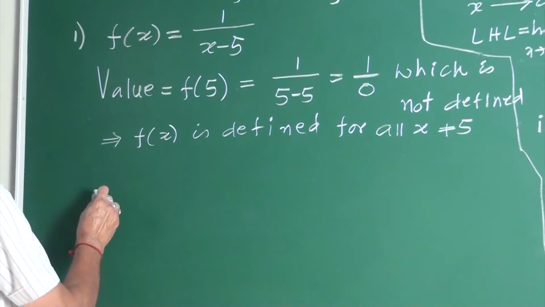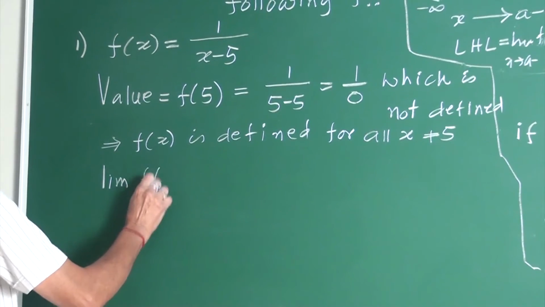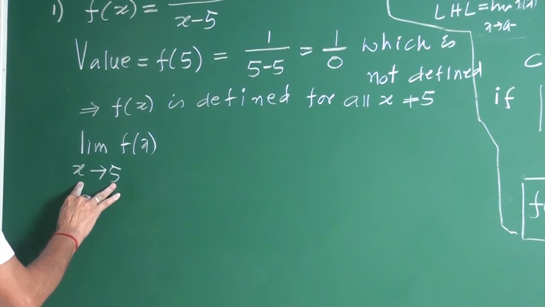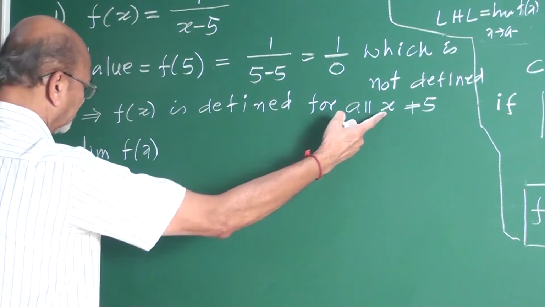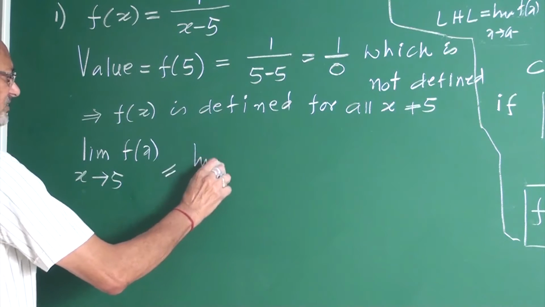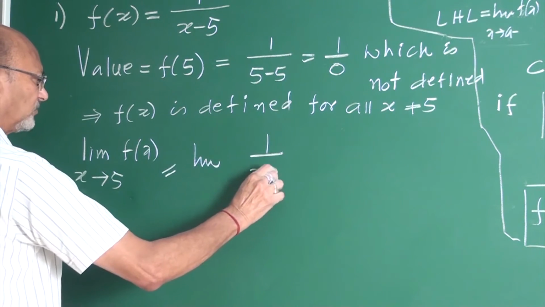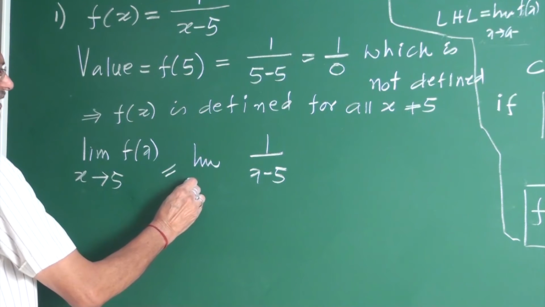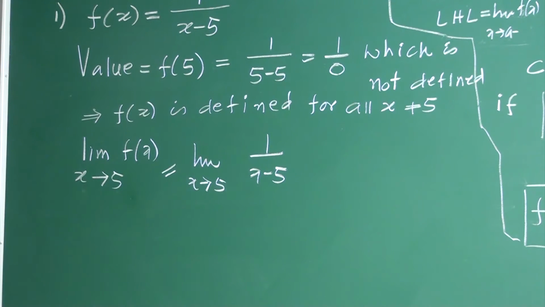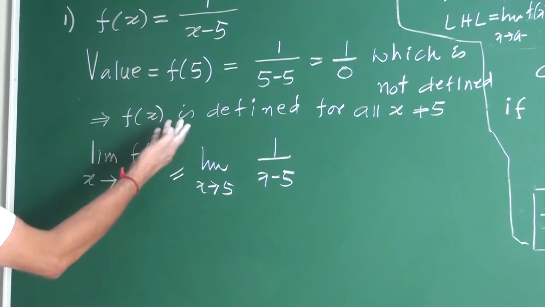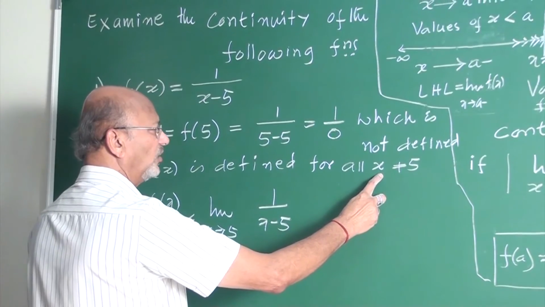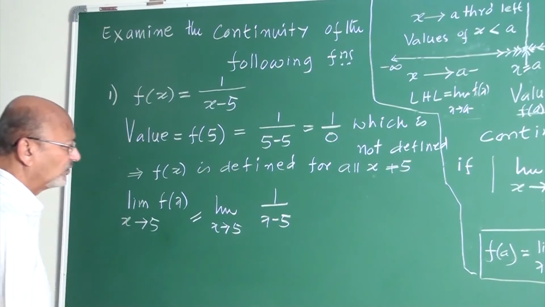Yes, my friends. Next, you are finding the limit. Limit of f(x) as x tends to 5. In this case, my friends, it is tends to. No question of equality here. Tends to means x is not equal to 5. In this case, limit of 1 upon x minus 5 as x tends to 5. Here itself you can tell in one line. What is that one line? As it is not defined, here itself you can say the function is continuous at all x except x equal to 5.